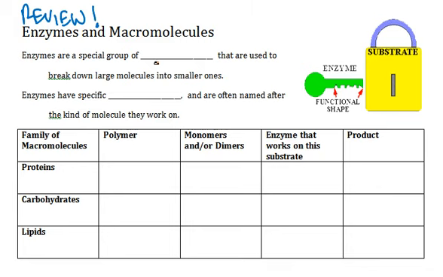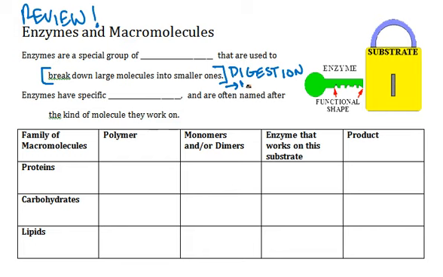Enzymes are a special group of something that are used to break down large molecules into smaller ones. Well, let's look at this word. Break down large molecules into smaller ones. So you should know that this is actually digestion, right? So digesting is just breaking things down, but this is chemical digestion. And sometimes that reaction has a special name.